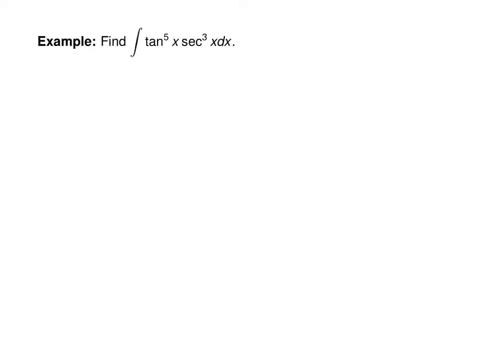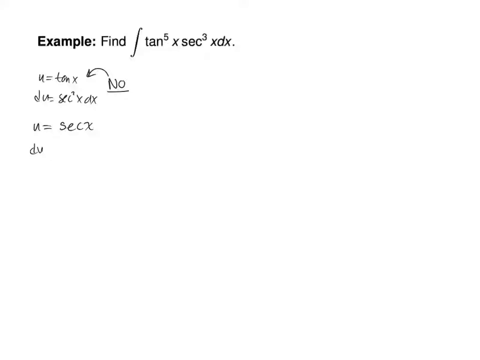Okay, so let's try one. So tan to the 5th secant squared. The reason the previous method won't work on this one is, if we tried to let u equal tangent, and du is then secant squared x dx, you see how we have a single secant left over? And we don't have anything to replace that with. So that's a no-go. So your other option is to try to let u equal secant.